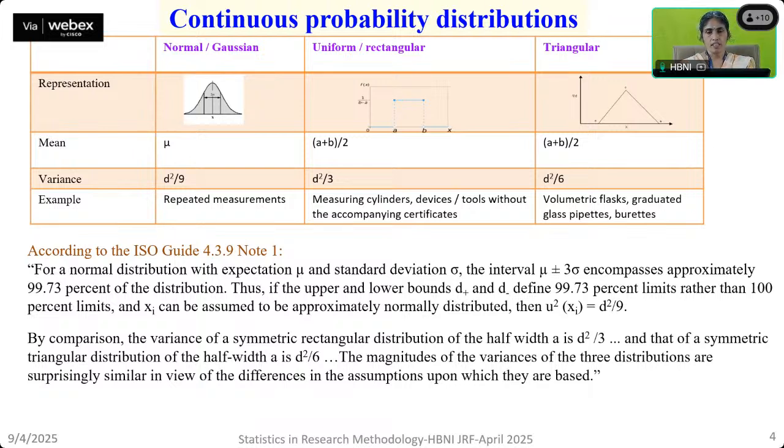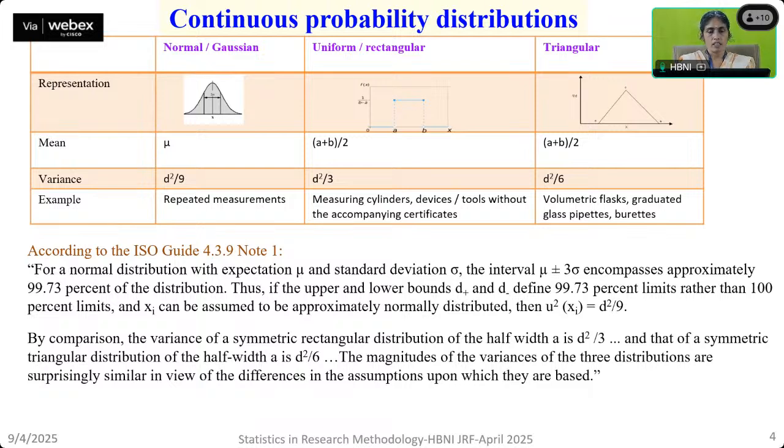If you calculate the mean for a rectangular distribution, it will be the average of the values obtained on either extremes of the horizontal axis, that is half of a plus b. Similar will be the mean for the triangular distribution, also half of a plus b. While calculating the variance, here we have to define one term called d.